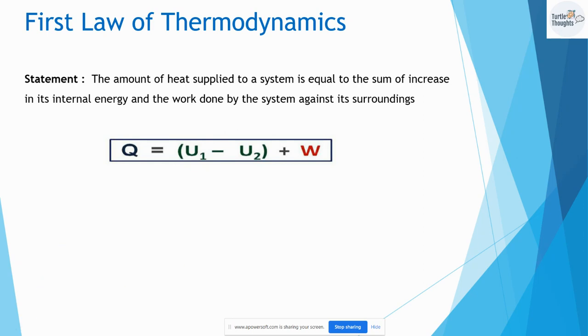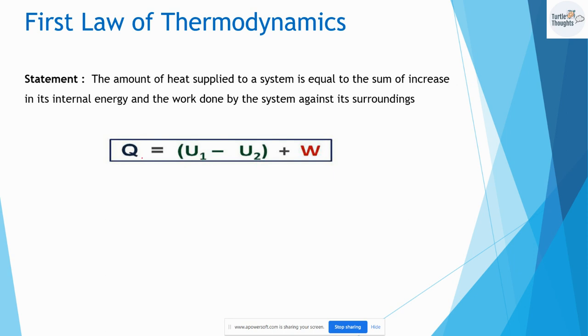First law of thermodynamics. The first law of thermodynamics states that the amount of heat supplied to a system is equal to the sum of the increase in its internal energy and the work done by the system against its surroundings. So if Q is taken as the heat, U is taken as the internal energy, W is taken as the work done.